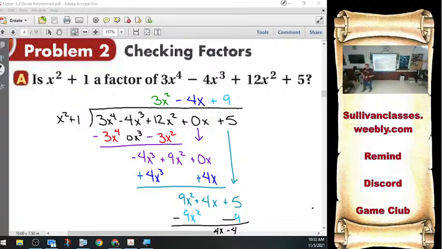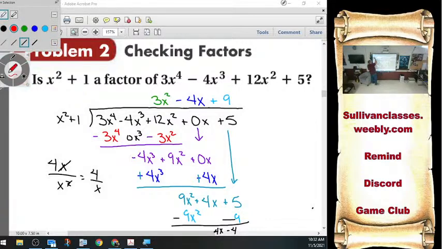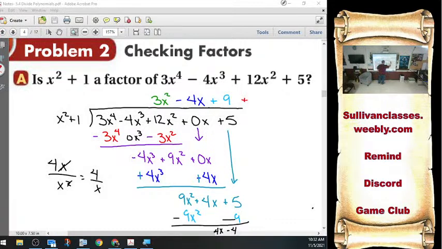Now I know I'm done because if I try to take 4x divided by x squared, 4x over x squared is 4 over x. I now have an x on a denominator. I didn't want an x on a denominator. So I bring that up top as my remainder. We say plus 4x minus 4 over x squared plus 1. That whole thing becomes my remainder.